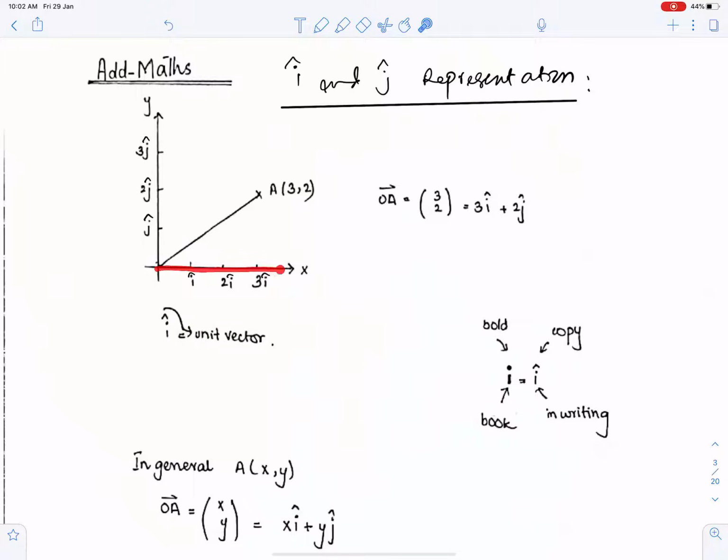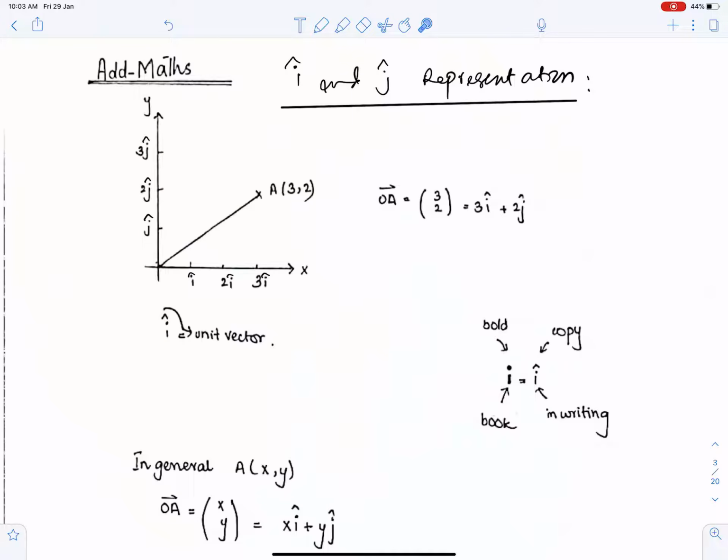This is the positive x direction. So this is positive 1i, 2i, 3i and so on. 1j, 2j, 3j and so on. This would be negative i, negative 2i and so on. Negative j and so on.